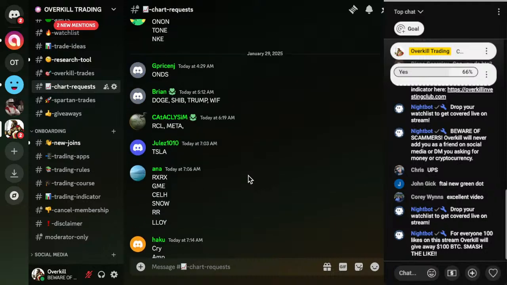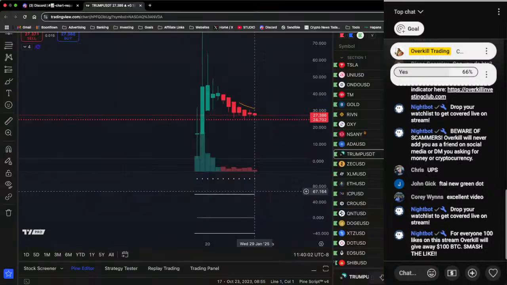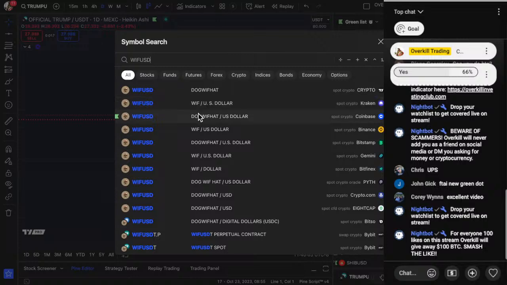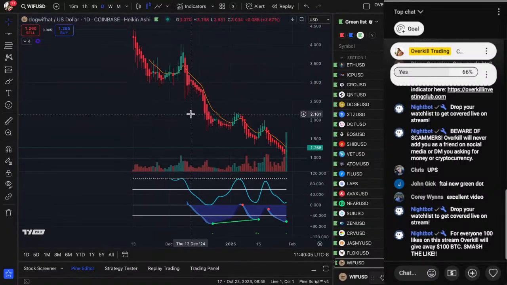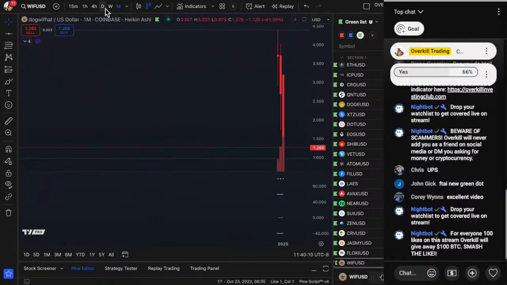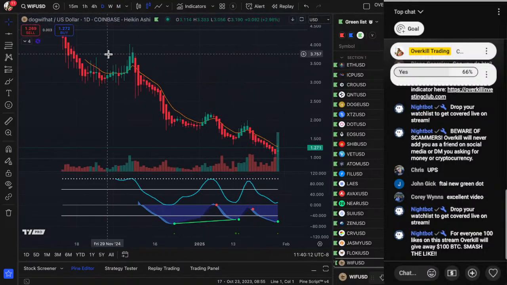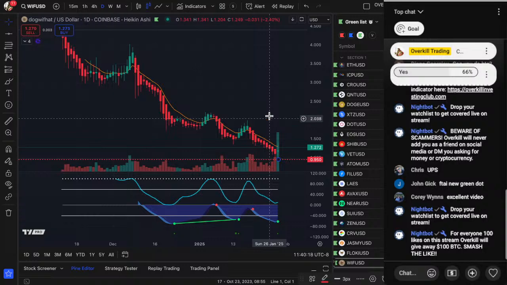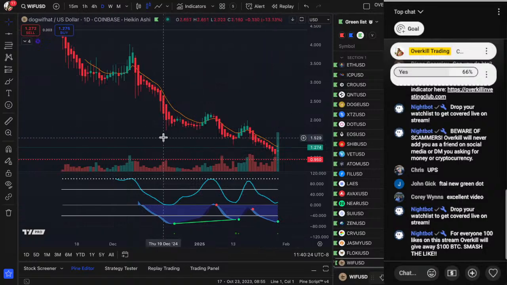What else we got here? WIF coin. That one's got a green dot today. Looks like it came in with big volume there on WIF. That thing's gotten absolutely annihilated since its Robinhood listing. And looks like it's trying to bounce off $1. So I'd use a stop loss at 95 cents on this. I'd be taking the position here today and using that stop at 95.